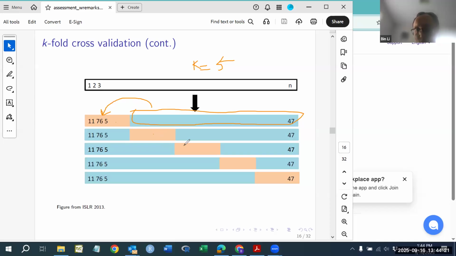So each fold has been left out once and only once. So what does k-fold mean? K-fold cross-validation means we have to fit the model 5 times. Each time we leave one fold out, use the rest of the folds as a training set, fit the model, and predict the one that we left out.